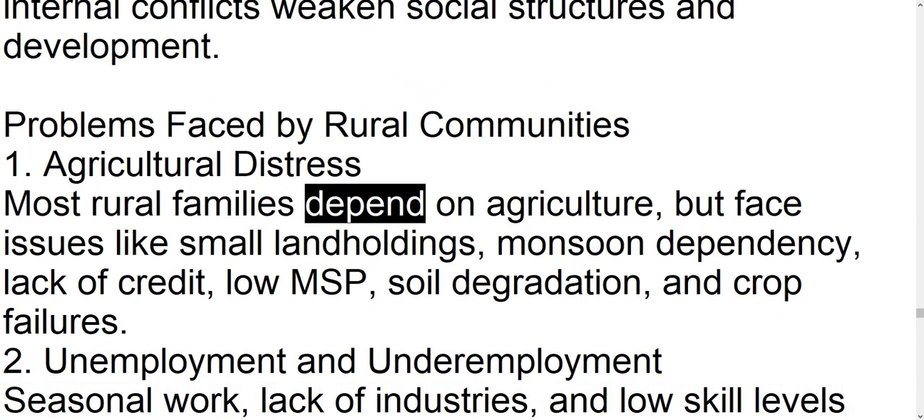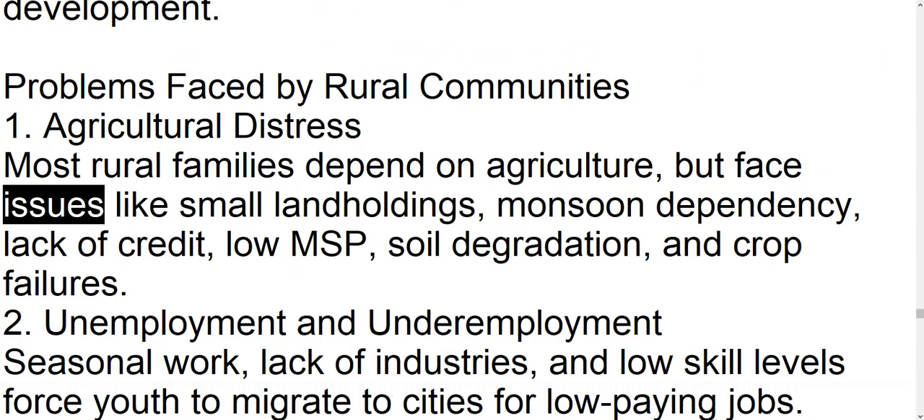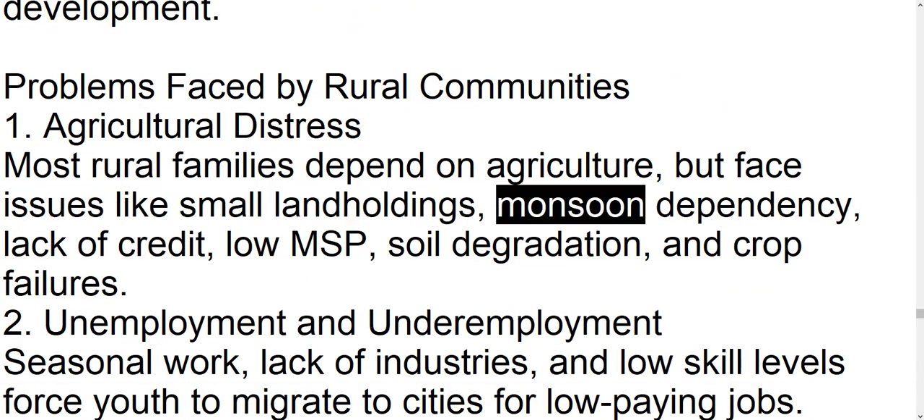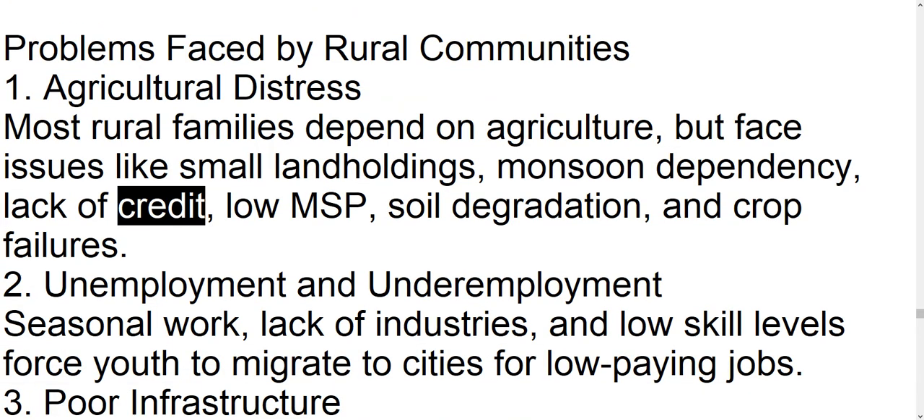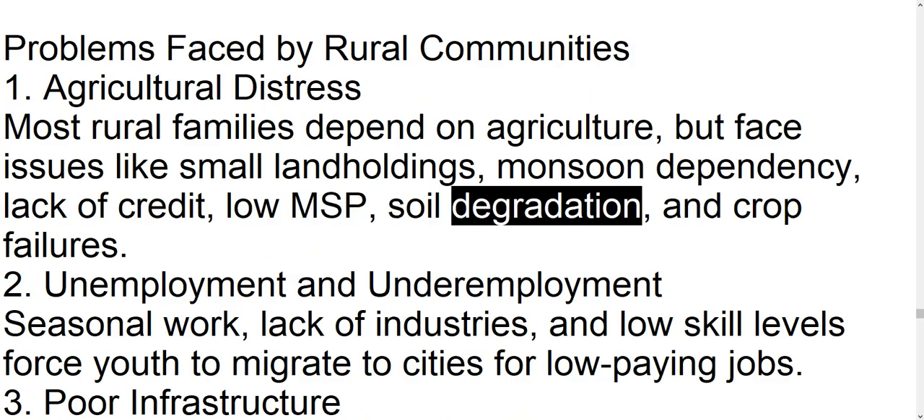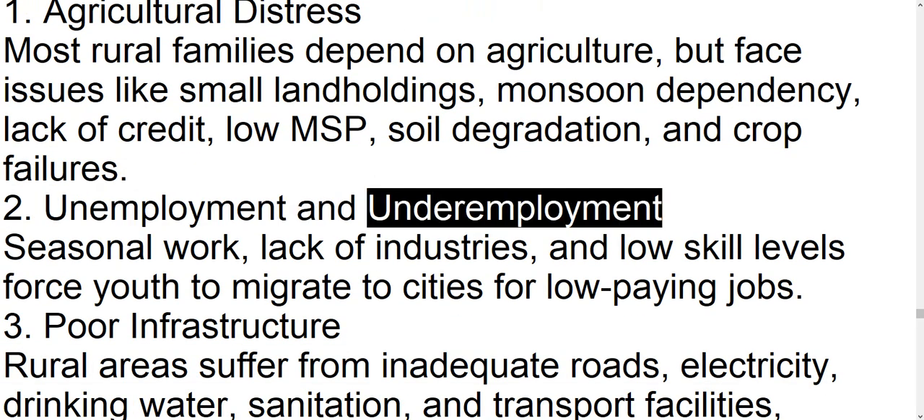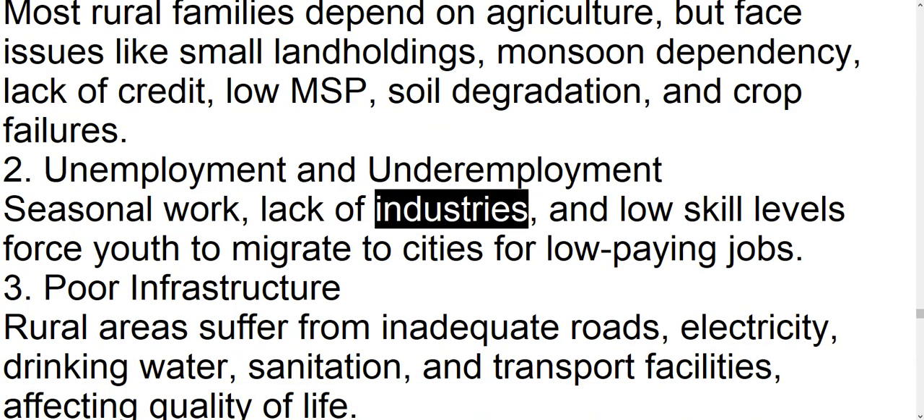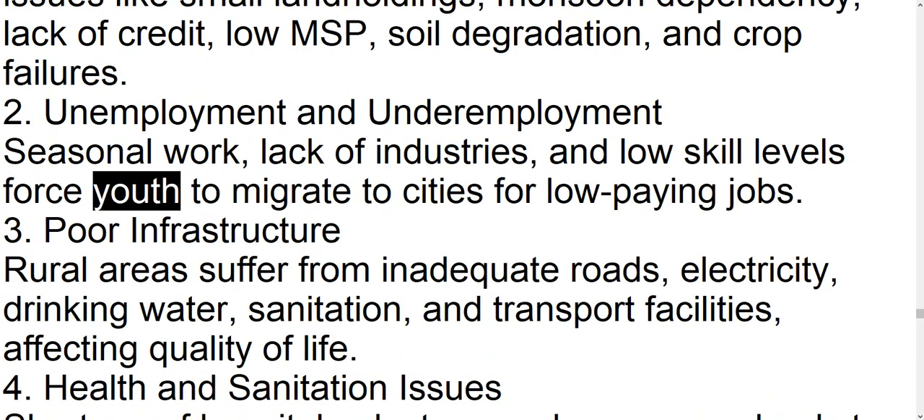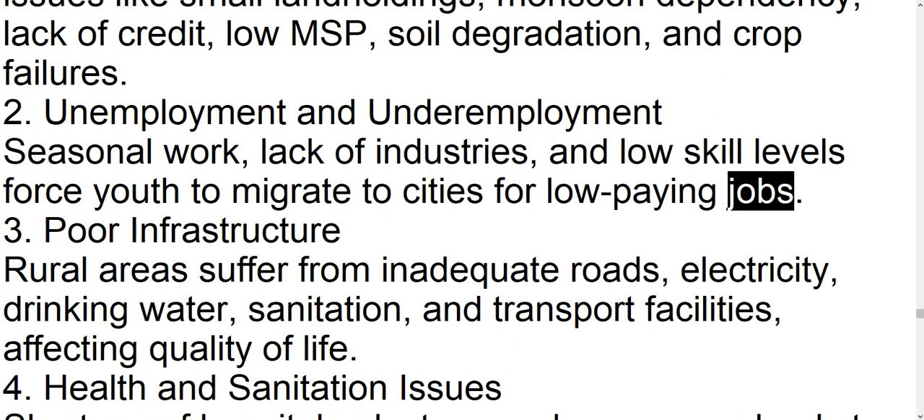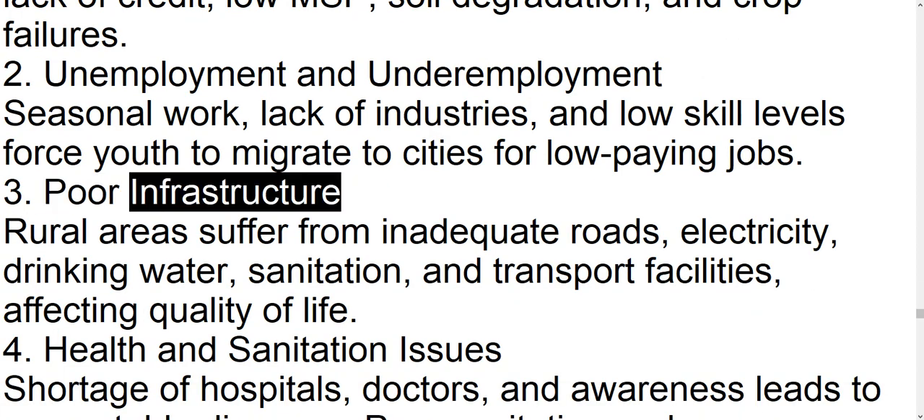Most rural families depend on agriculture, but face issues like small land holdings, monsoon dependency, lack of credit, low MSP, soil degradation, and crop failures. 2. Unemployment and underemployment. Seasonal work, lack of industries, and low skill levels force youth to migrate to cities for low-paying jobs. 3. Poor infrastructure.